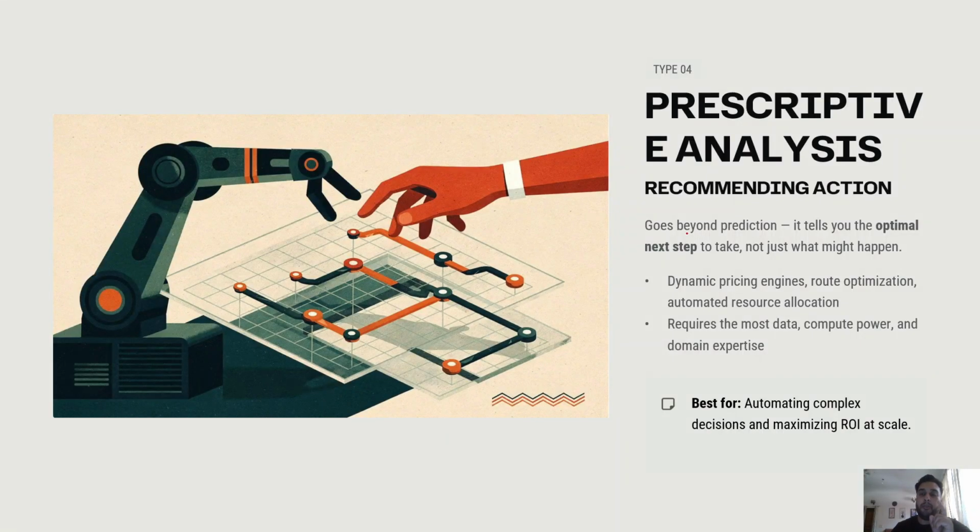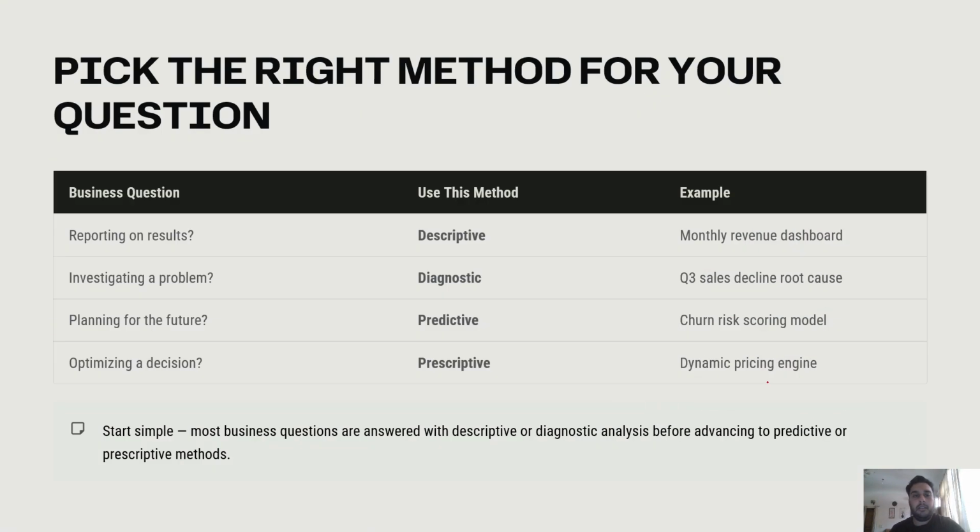And the last step, based upon the data that we got, like this can happen and how to achieve that. So the recommended action that we have to perform. This is prescriptive analysis, which goes beyond prediction. It tells you the optimal next step you have to take, not just what might happen. So it is dynamic price engines, route optimization, automated resource allocation, and it requires the most data, compute power, and domain expertise. It is best for automating complex decisions and maximizing ROI at scale.